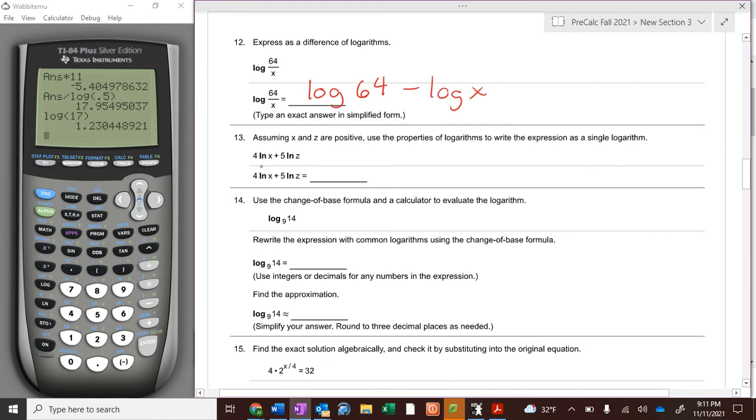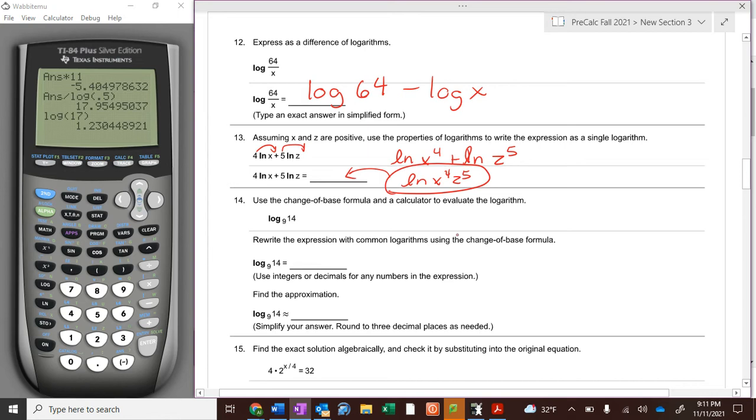Write this as a single log. This is the ln of x to the fourth, because the 4 goes as a power and the 5 goes as a power, plus ln of z to the fifth, and then you write it as 1. So it's the ln of x to the fourth, z to the fifth. That's writing it as one log.